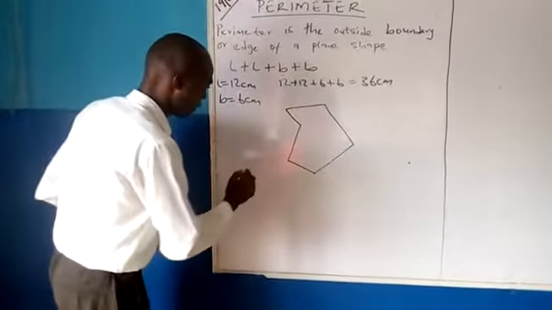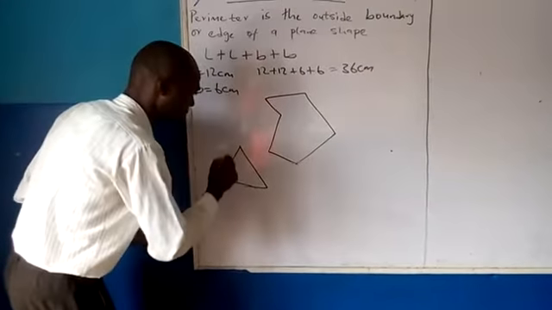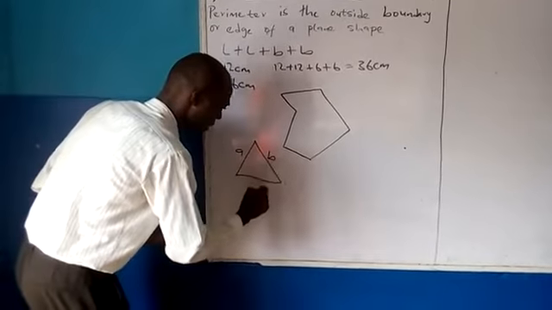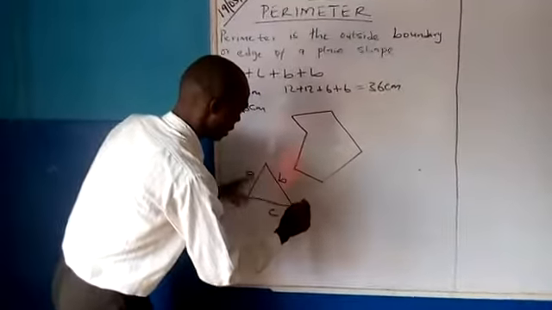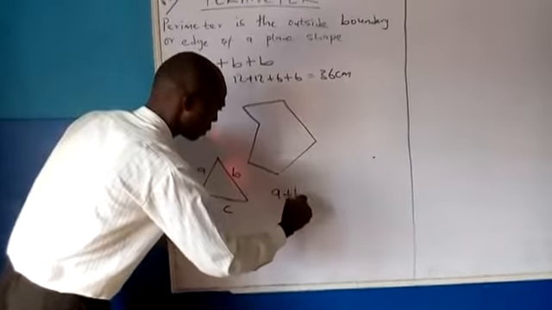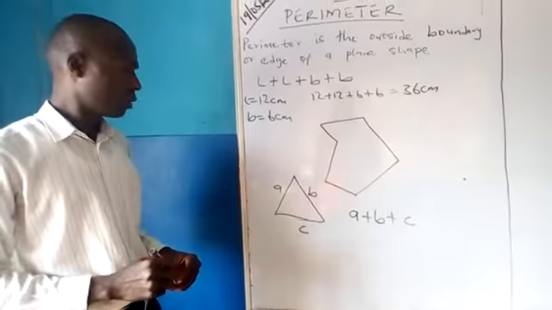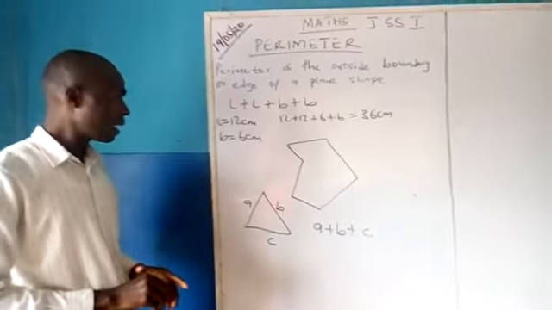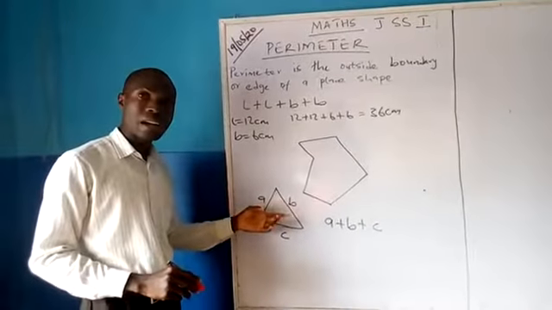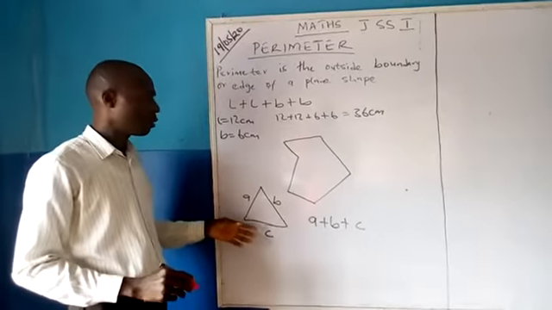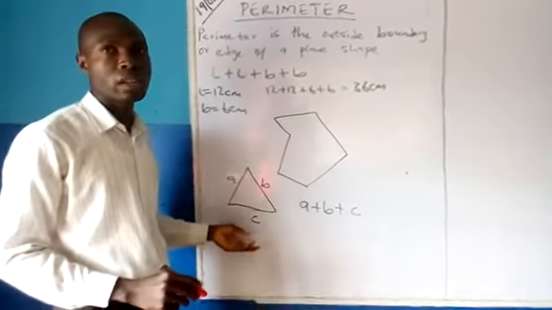In the same way, if we have a triangle, this is a triangle ABC. The perimeter of this triangle is the size of A plus the size of B plus the size of C. So what are we saying? Any object at all has a perimeter. Okay. Now from that, let us see if we can solve some examples.